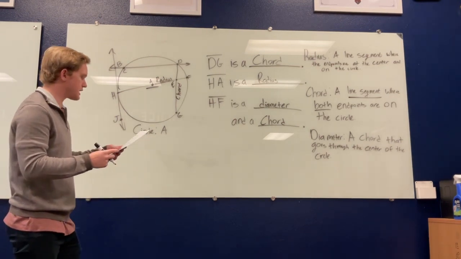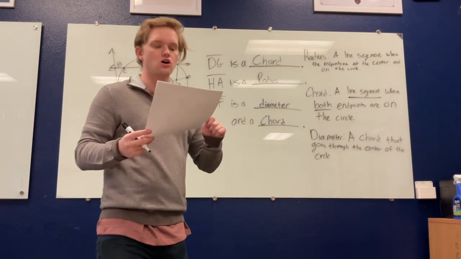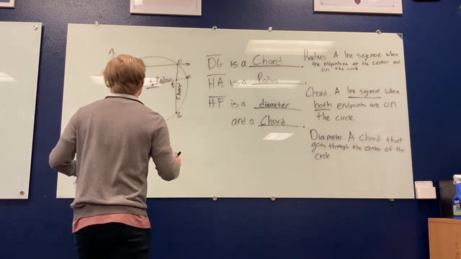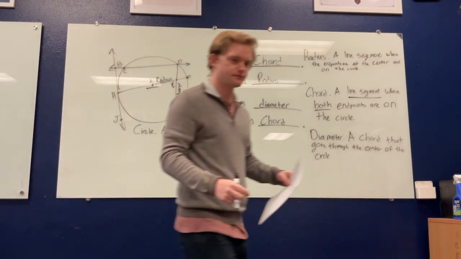What you guys are going to be doing next is you're going to have a circle that's going to have a 30 centimeter long side. And you're going to have to figure out different values. We're going to go over that in just one second.